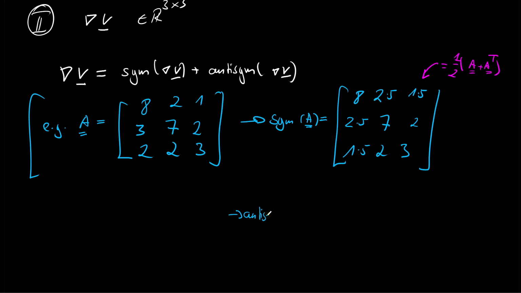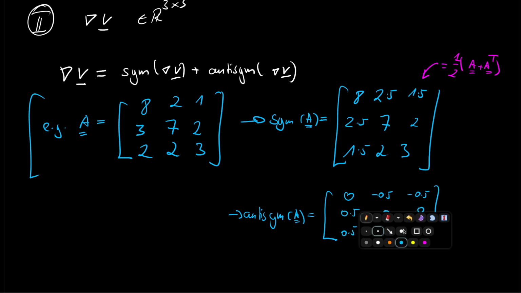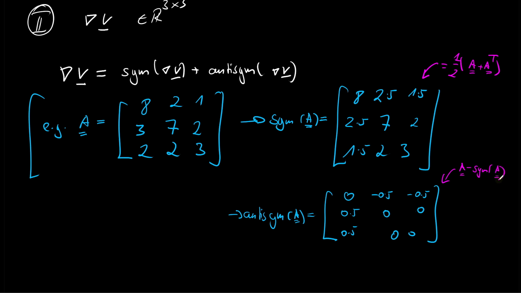So the anti-symmetric part of our matrix A will then be 0, minus 0.5, minus 0.5, 0.5, and 0.5, and then 0, 0, 0 here. And we compute an anti-symmetric part by just taking the original matrix and subtracting the symmetric part. So this one is A minus the symmetric part of A.